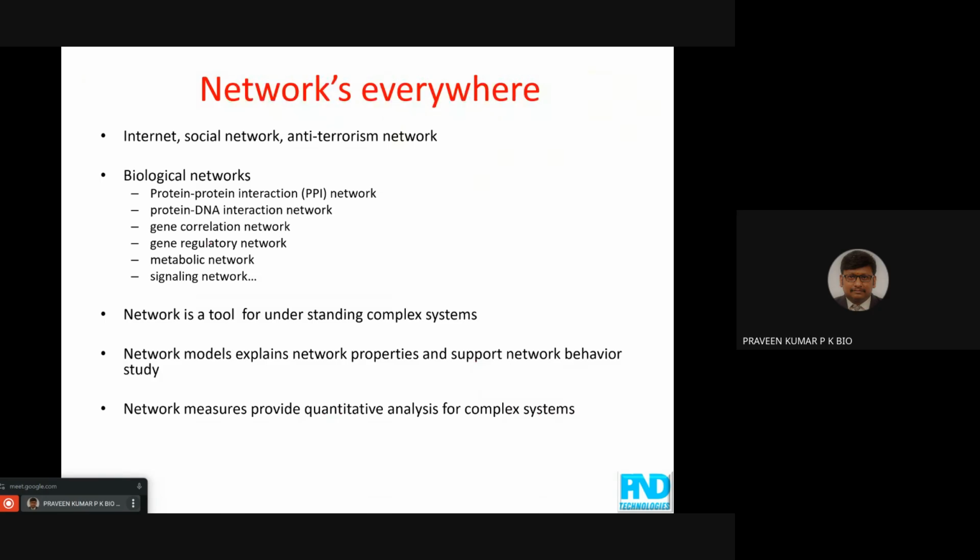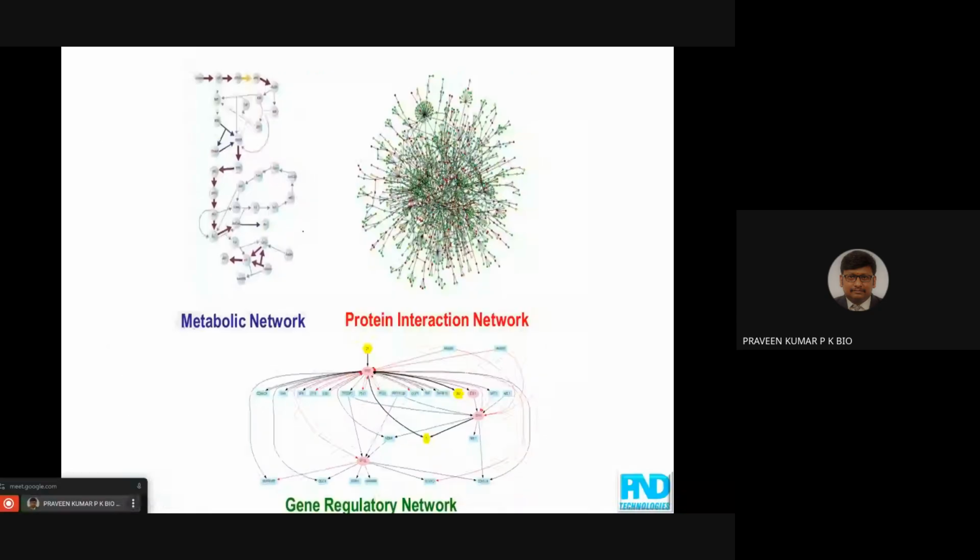If you look at networks, we have types of networks like PPI, protein-DNA network, gene correlation, gene regulatory, metabolic network, and signaling network. All are different types of networks. Gene correlation is different, gene regulatory is different. I just showed you the major ones. We also have carbohydrate-protein interaction networks and lipid-protein interaction networks. But whatever I showed are the major types of networks, and this is a metabolic network, and this is a protein interaction network of yeast.